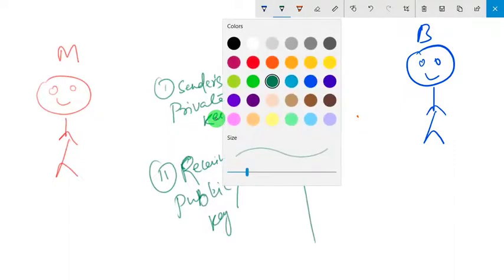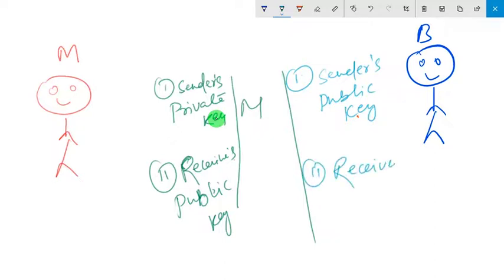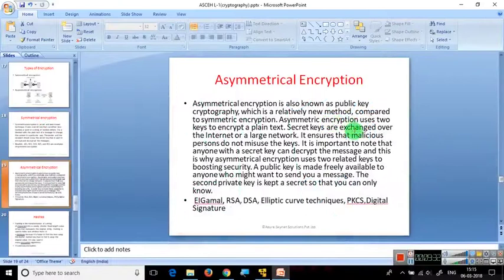When the message is received, what will happen? First, it is decrypted by the sender's public key, then by the receiver's private key. This is asymmetric encryption. Its examples are ElGamal, RSA, DSA, ECC, PKCS, and digital signatures. Whatever digital signature we are using on the internet is part of asymmetric encryption only.